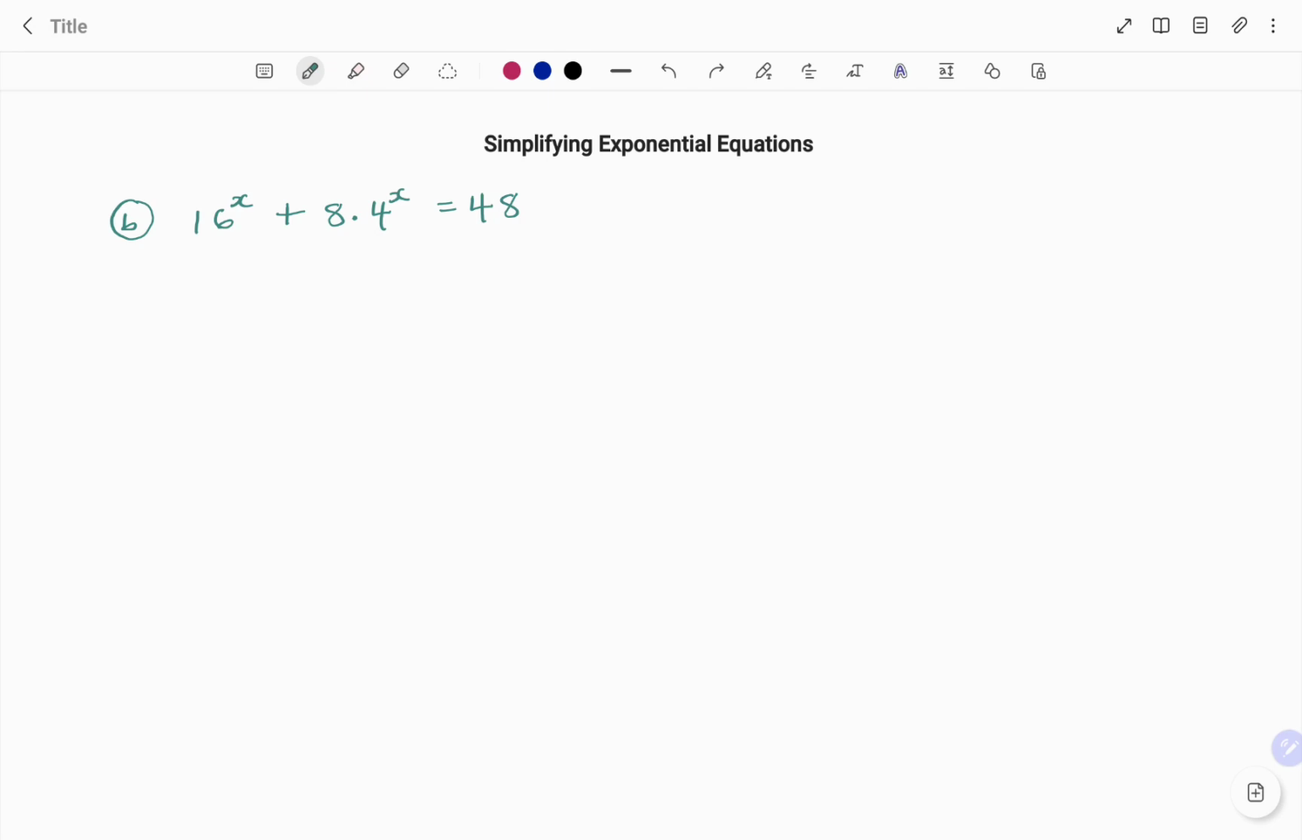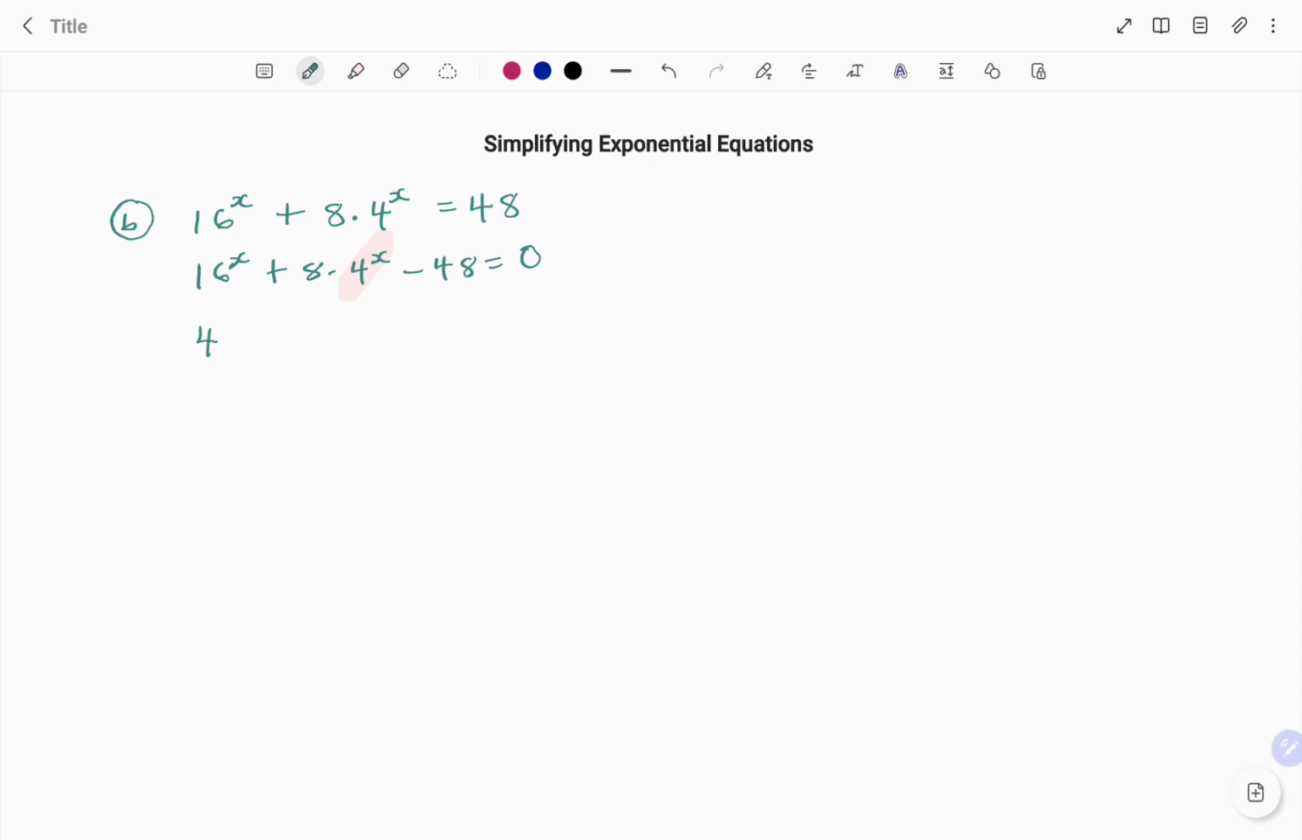In the second example, I have 16 to the power of x plus 8 times 4 to the power of x equals 48. Like I did earlier, I'm going to move all my terms to one side. So I have 16 to the power of x plus 8 times 4 to the power x minus 48 equals to 0. Like I did applying the laws of exponents, I'm going to split each of the terms so that I can extract a common factor. 16 to the power of x, because I already have 4 to the power of x here, I'm going to look for factors of 4 to the power of x.